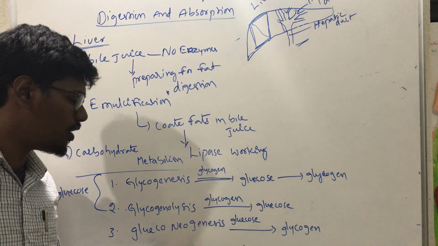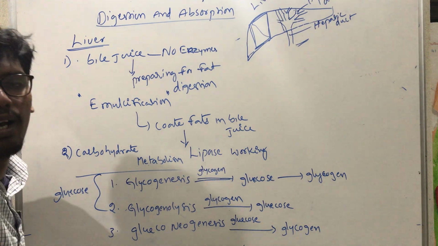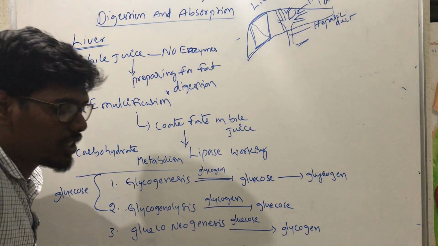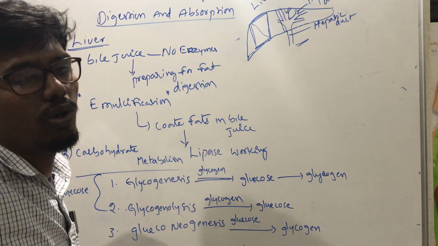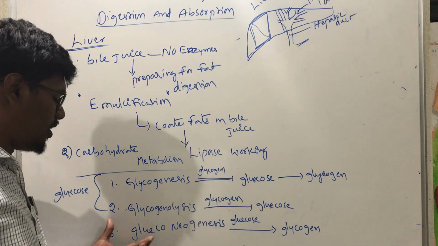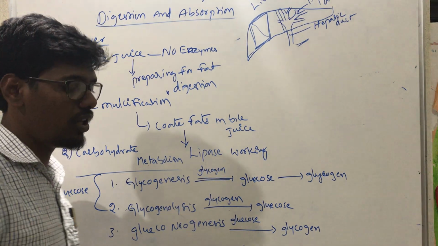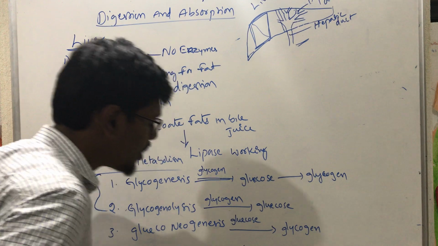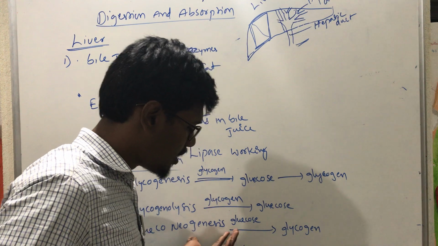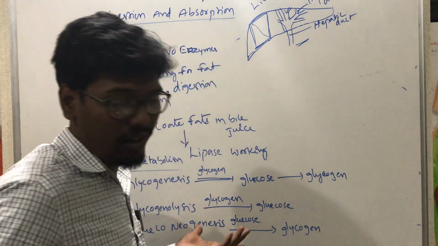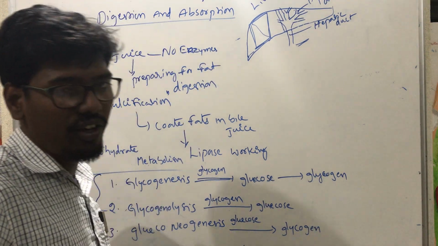Gluconeogenesis means small fatty acids, amino acids, and proteins, or pyruvic acid, are converted. Not only glucose, but fatty acids, amino acids, proteins, or pyruvic acid will be converted in gluconeogenesis. It is the preparing of glycogen.